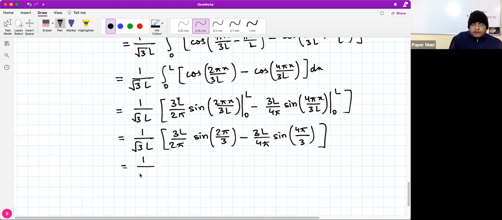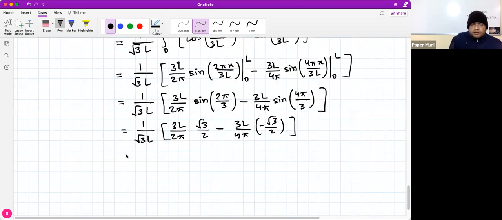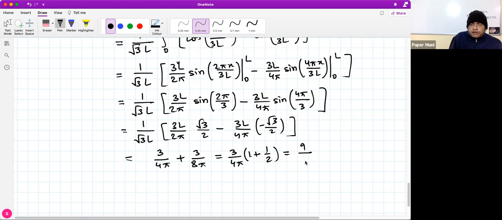Now 3L by 2 pi, this is root 3 by 2, minus 3L by 4 pi, this is minus root 3 by 2. If you solve this, you'll get 3 by 4 pi. Now the L term gets cancelled, so we have 3 by 4 pi plus 3 by 8 pi. If we write this down, it's 3 by 4 pi times 1 plus 1 by 2. So this is 9 by 8 pi.